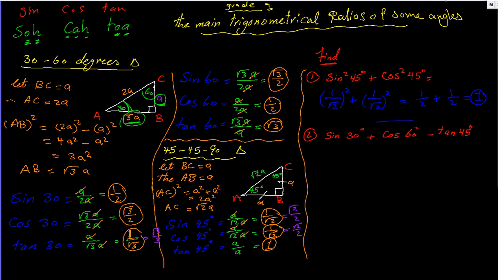Okay, first sine 30 equals 1 over 2, plus cosine 60 here equals 1 over 2 also, minus tan 45 equals 1. So it's going to be 1 over 2 plus 1 over 2 equals 1. 1 minus 1, the result will be 0.